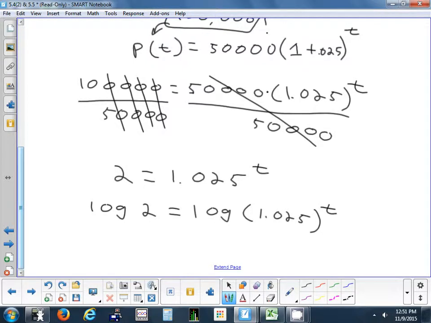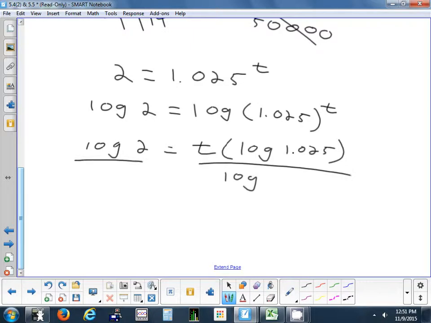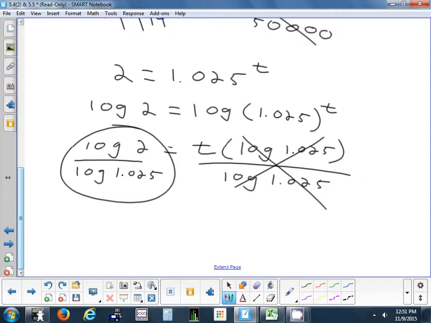Okay, so the log of 2 equals the log of 1.025 to the t. And now I can put the t in front. Okay, until I take the log, I can't do that. So we have log of 2 equals t log 1.025. And what would be my last step to get t by itself? Divide by log 1.025. Yeah, divide by log 1.025. And that's the answer to t.